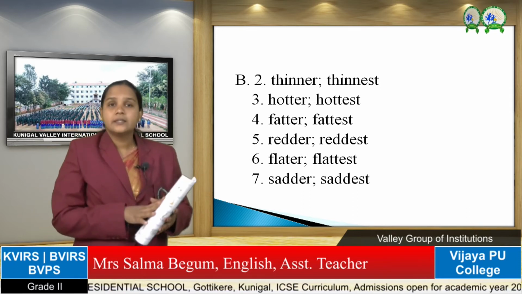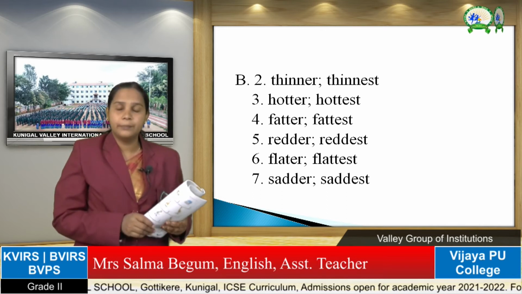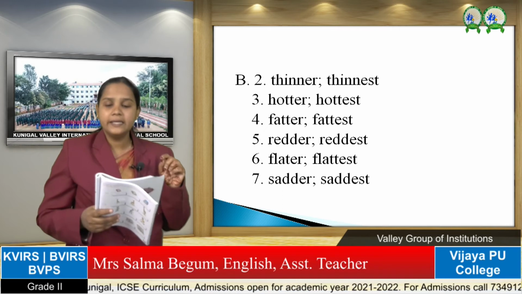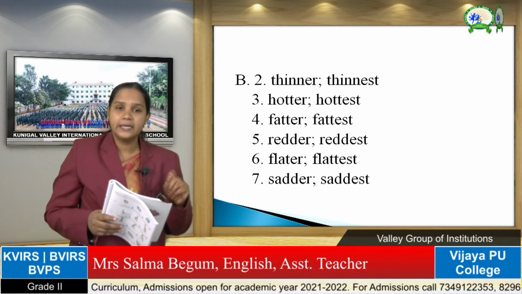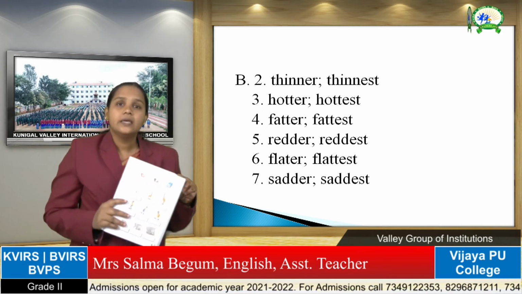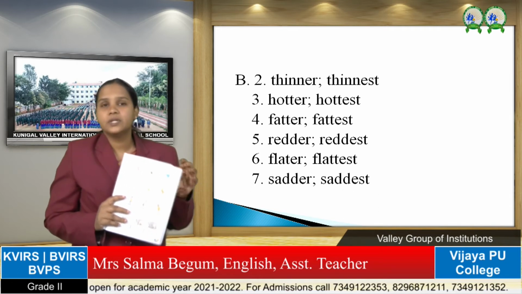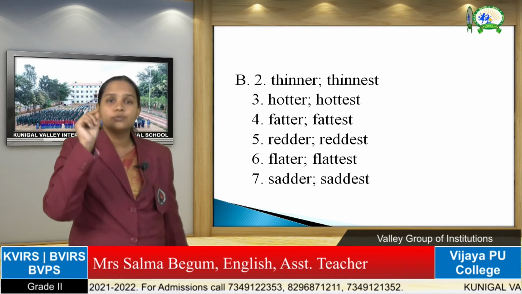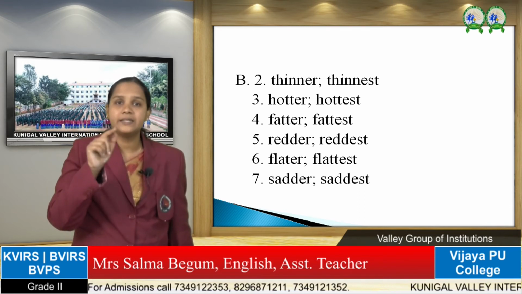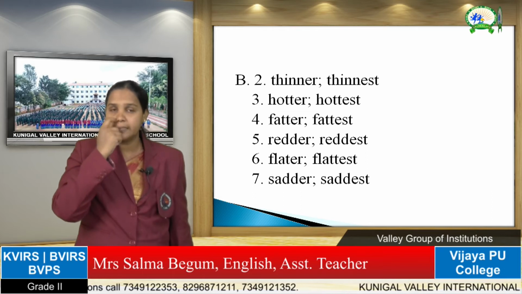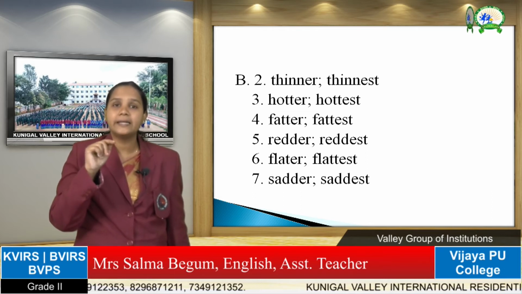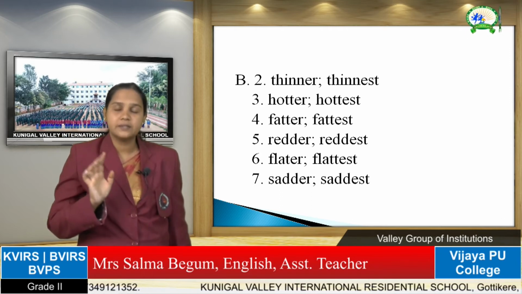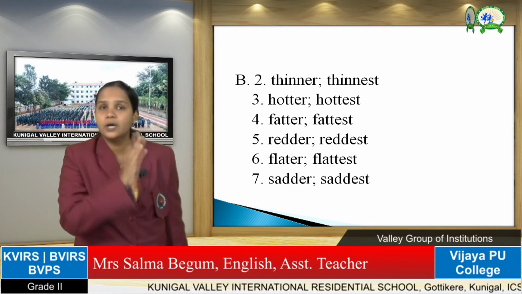So the next thing which we are going to compare now is by taking out Y and adding IER and IEST. See, in our singular and plural class, we learnt that for the word which is going to end with Y, C-I-T-Y, city, we are taking out Y and we are adding IES, C-I-T-I-E-S, cities. City, cities, singular, plural.